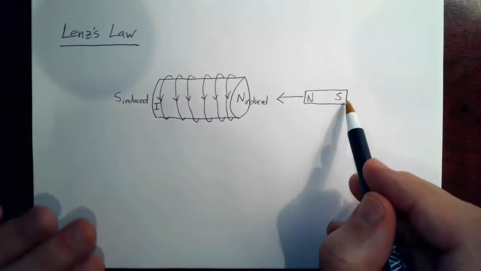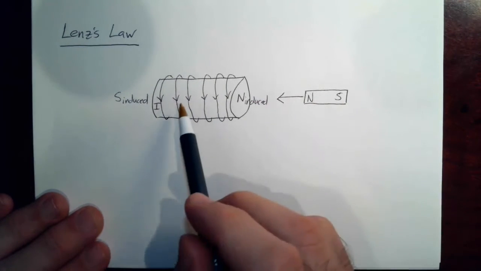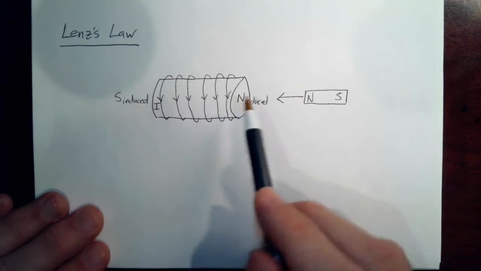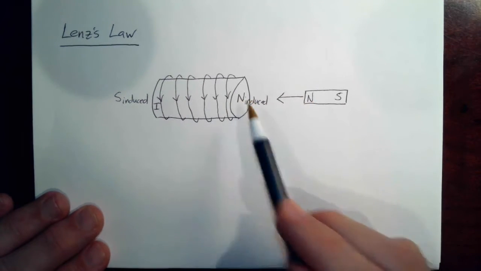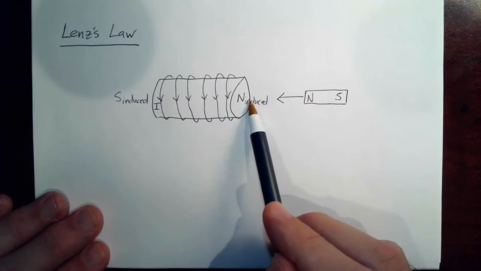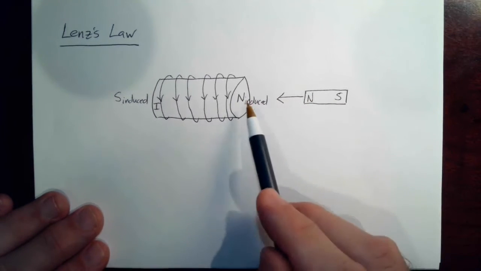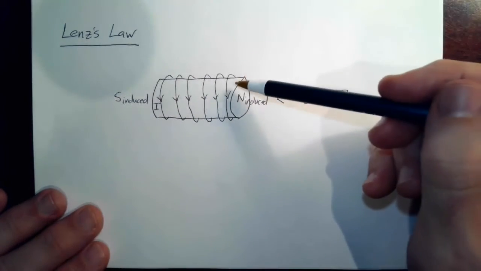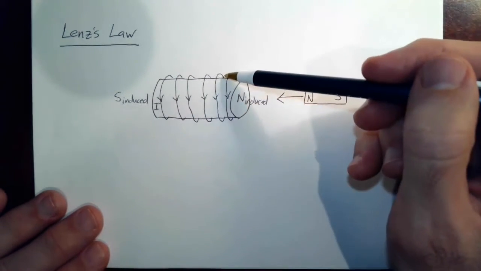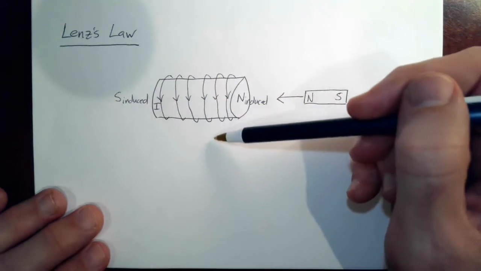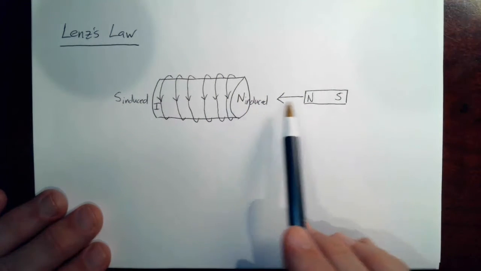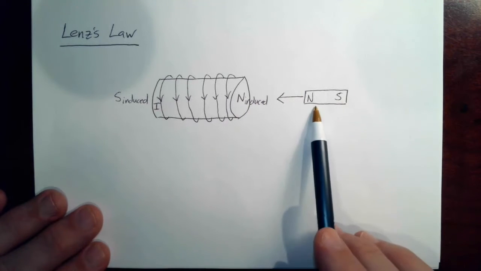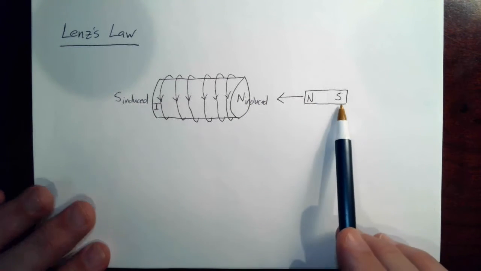By moving this magnet closer, I've turned this solenoid into a magnet with a north and a south end that oppose this incoming magnet. This is going to repel the incoming magnet. And so this is Lenz's law. The rule of thumb is that the EMF, and therefore the current that is induced, will be in whatever direction is required in order to oppose this magnet doing whatever it's doing, whether it's getting closer or farther away. So it opposes the change.